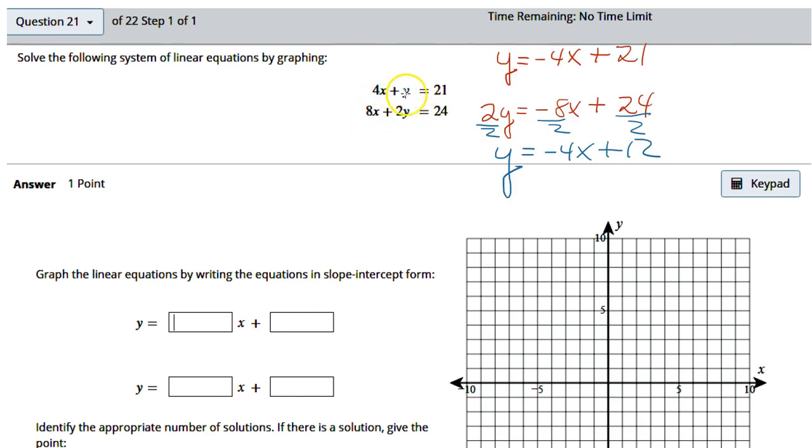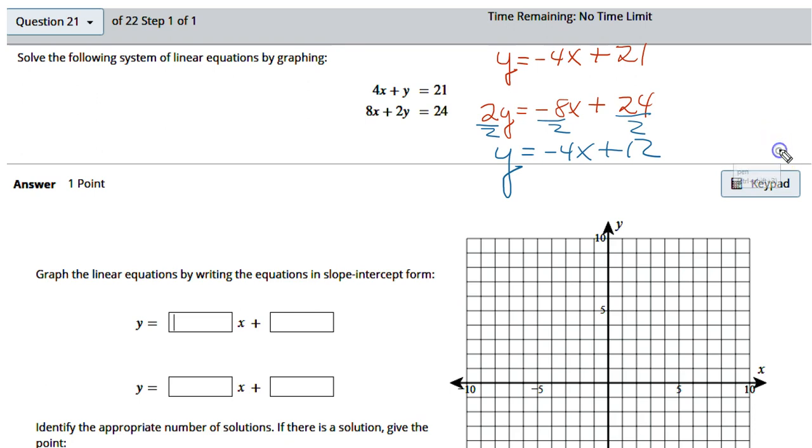So when I solve this equation for the letter y, I just transpose the 4x on the left to the right where it became a negative 4x. This is now in slope-intercept. When I solve this one for y, I transpose the 8x to this side where it became a negative 8x. But to get the y by itself, I divided each term by 2. So now I get y equals negative 4x plus 12.